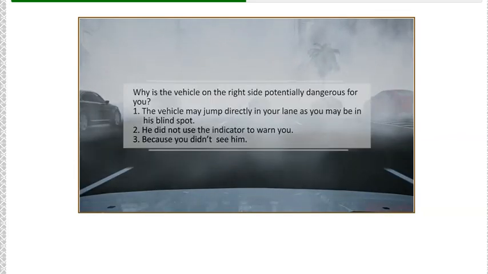Why is the vehicle on the right side potentially dangerous for you? The vehicle may jump directly in your lane as you may be in his blind spot. He did not use the indicator to warn you. Because you didn't see him.